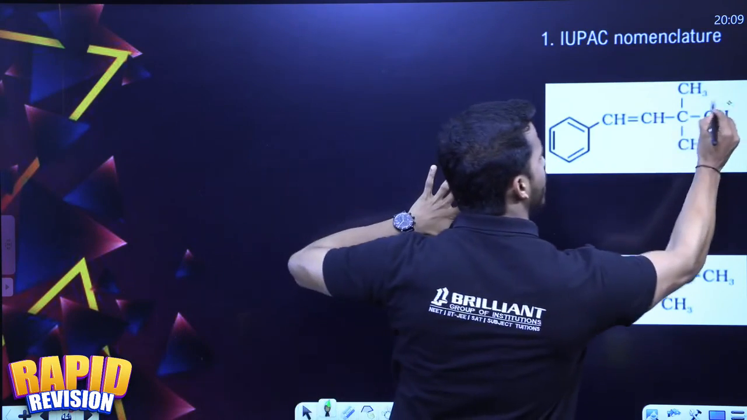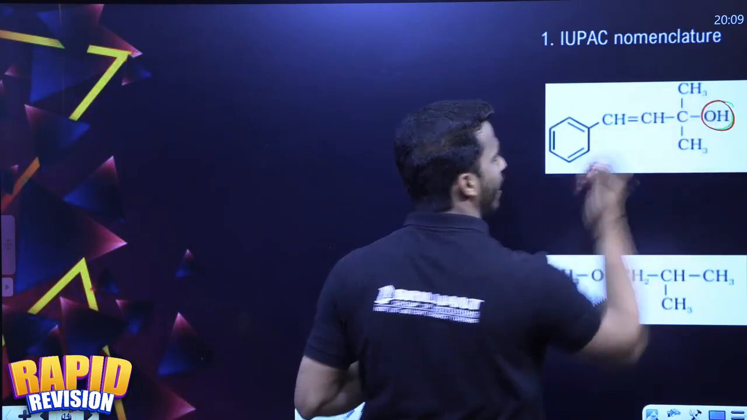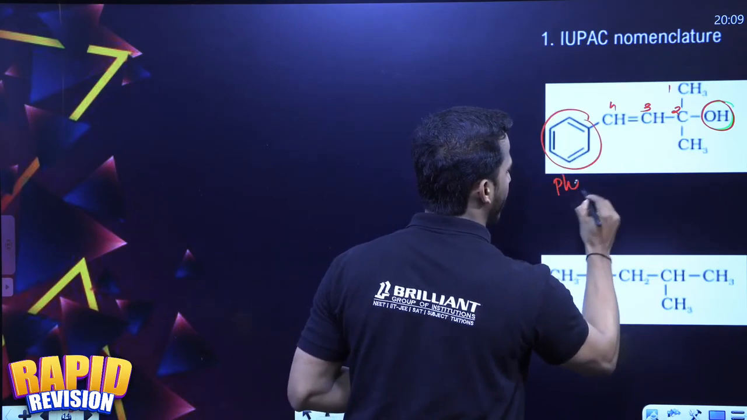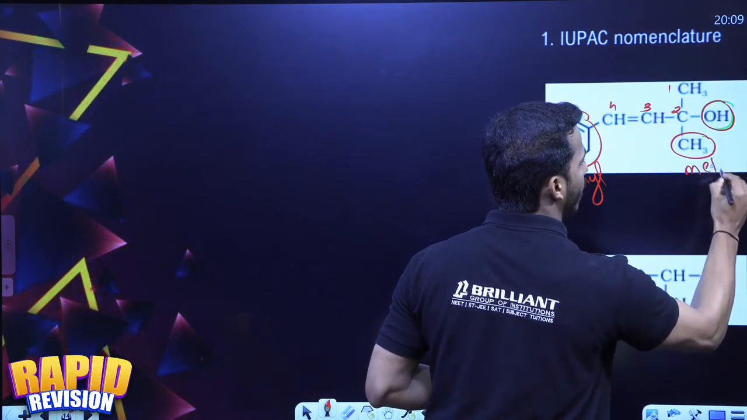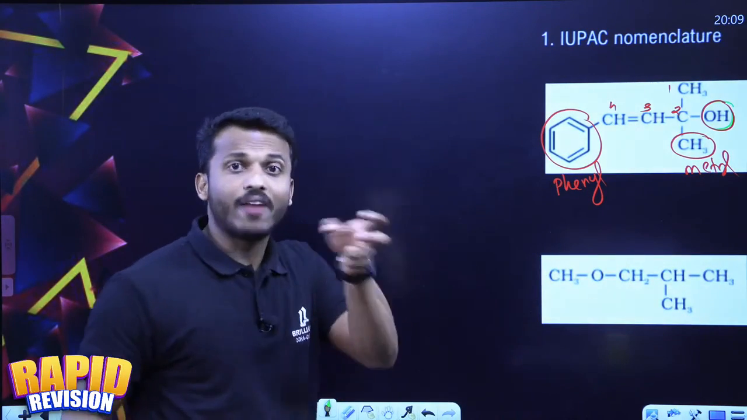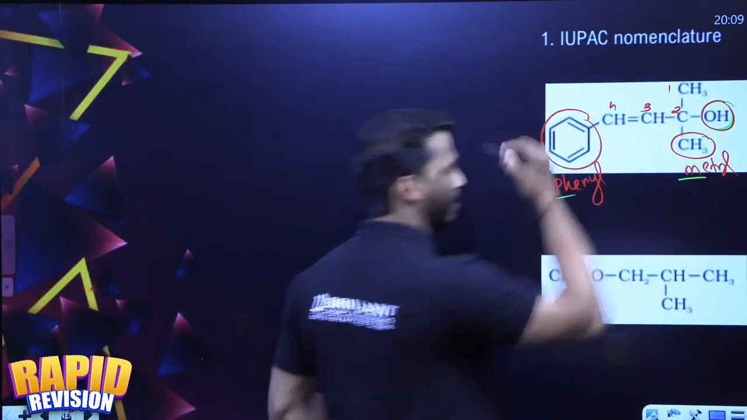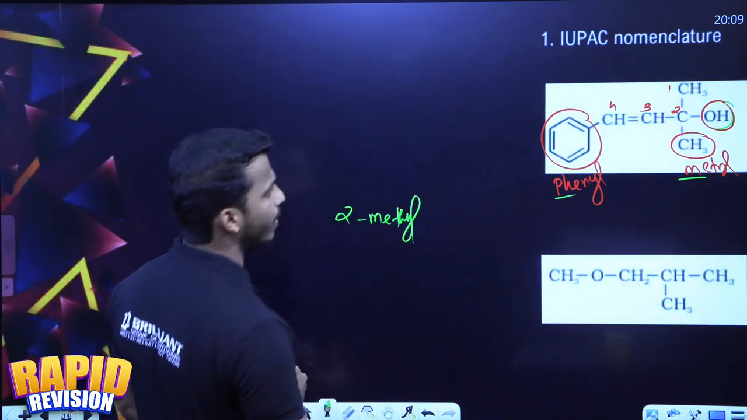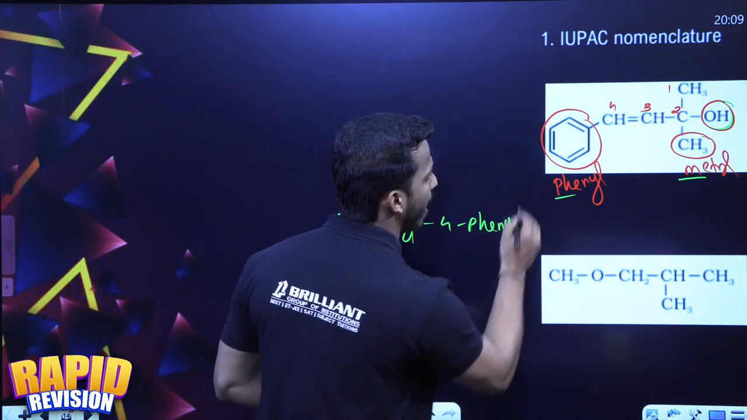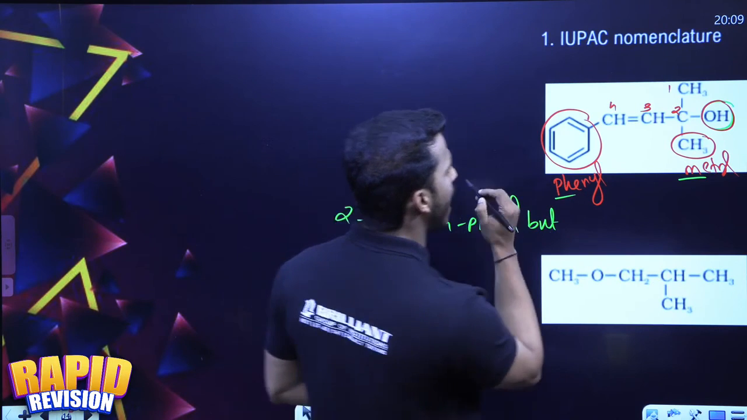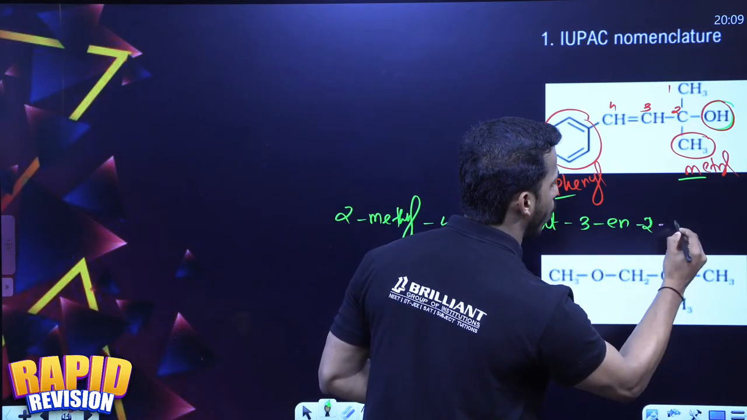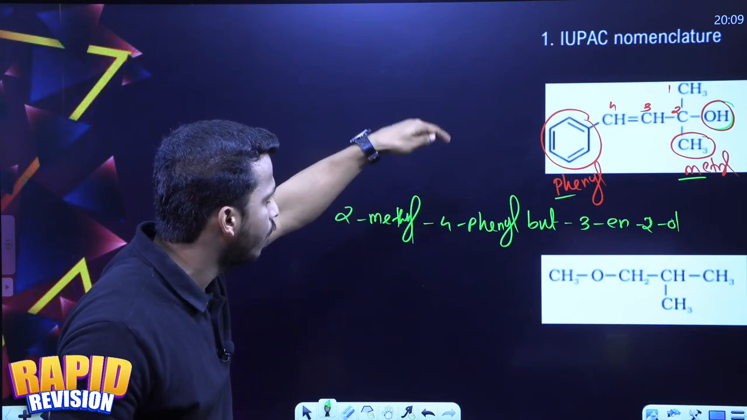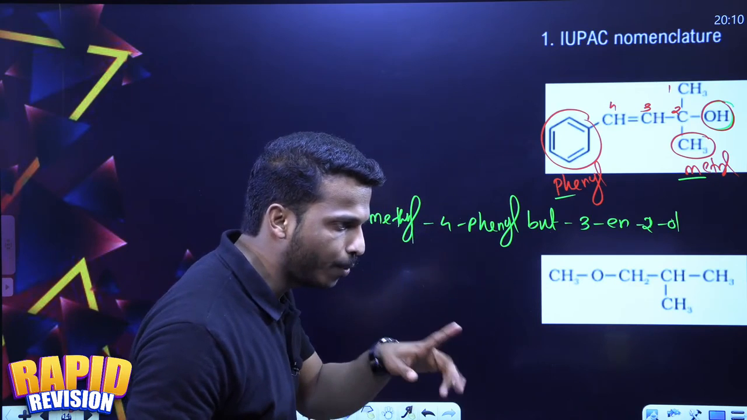Don't waste time. So, dear all, alcohol is the major group. So take the longest chain including the alcohol. 1, 2, 3, 4. This is what, dear all? This is a phenyl ring. And this branch is methyl. So methyl and phenyl, which is first in alphabetical order? M first. Methyl is on the second position. So the name is 2-methyl and 4-phenyl but, where is the double bond, dear all? Third position. 3-en and 2-ol. Once again, all of you: 2-methyl, 4-phenyl but-3-en-2-ol. Hope it's clear. Correct, dear all.